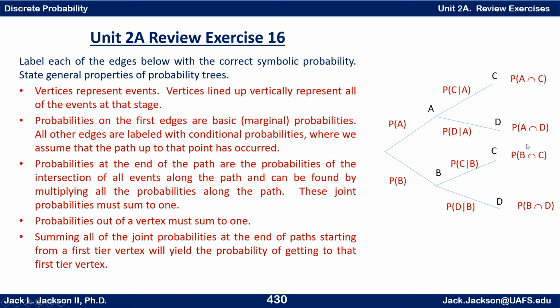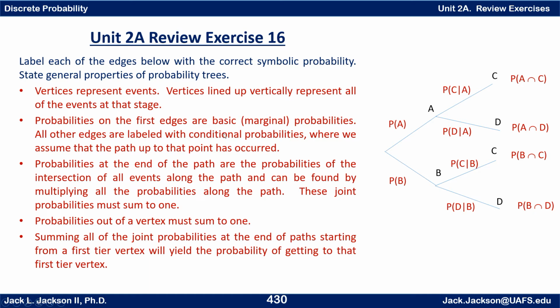And then finally, to get the ones at the end, we have the probability of the path. The probability that we got an A first, then a C. So that's the probability A and C. Then here's the probability we get an A and then a D. So that's probability of A intersect D. This one is probability of B intersect C. And finally, the probability of B intersect D. Another way to say intersection is AND.